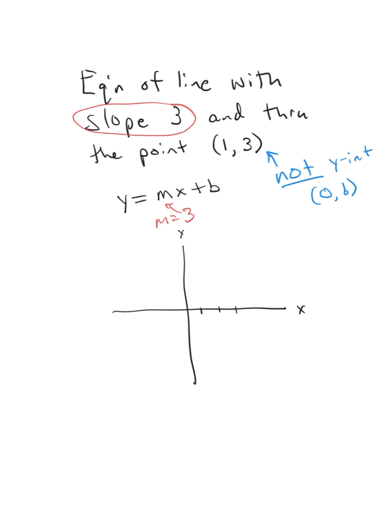So this is the point (1, 3). Let's get a little bit of a scale on here. The point (1, 3), and then it has a slope of 3, right? So that means it goes up by 3. I need a few more markings here. So let's see, up 1, 2, 3, right? So I go up 1, 2, 3 over 1, right? That would be my line.